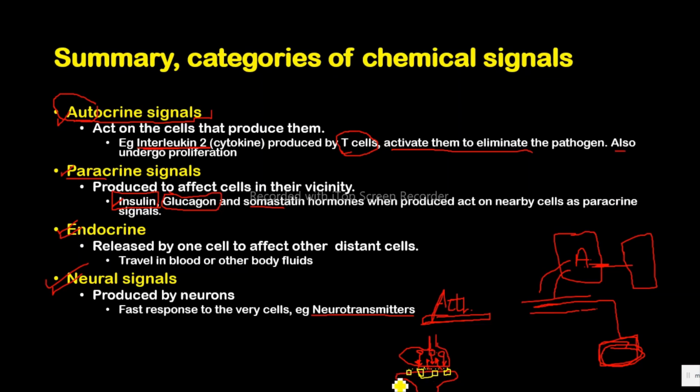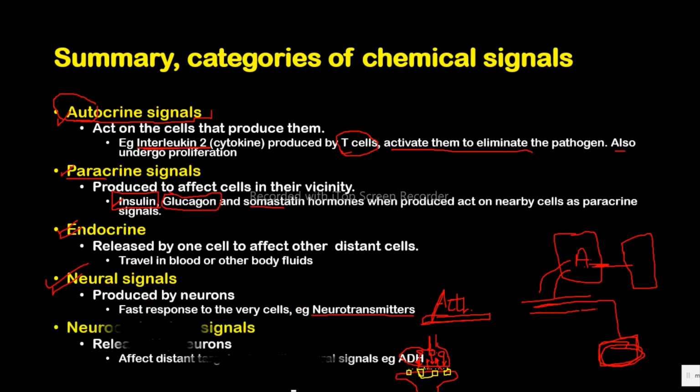We shall talk about this in detail when we are studying the nervous impulse, the nervous system, and how an action potential is evoked, how it is transmitted along a neuron or an axon, and how it's transmitted across the synapse. So that is basically how neurosignals work.